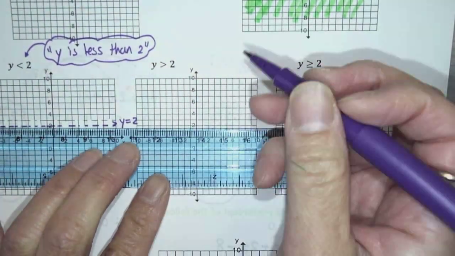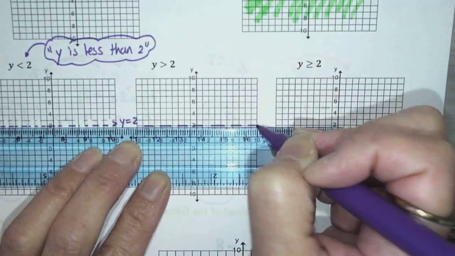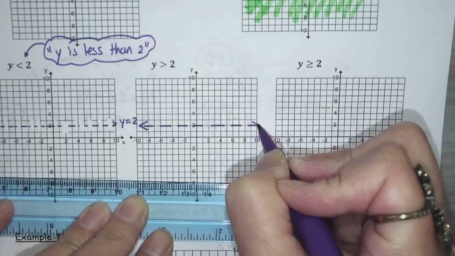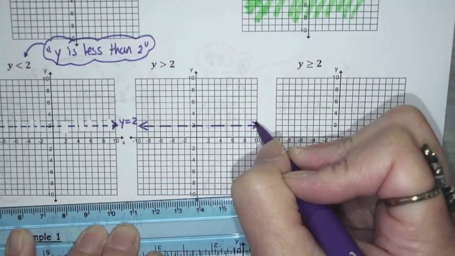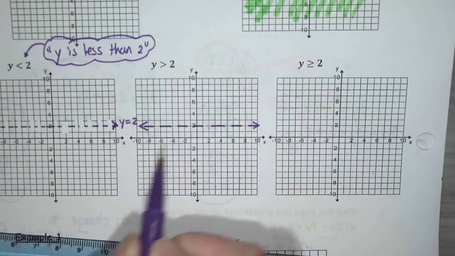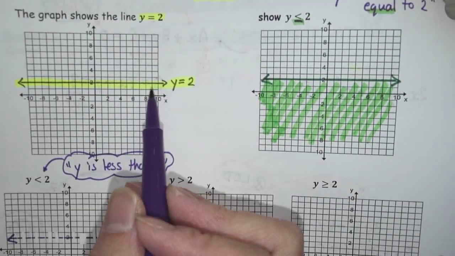So, but look, it's not equal, so I want to do dashes. See how I'm doing dashes? Still put the arrow on the end, because it continues. This is still y equals 2, so you can do dashes through it. All right, so this is y equals 2, it's a whole solid line.